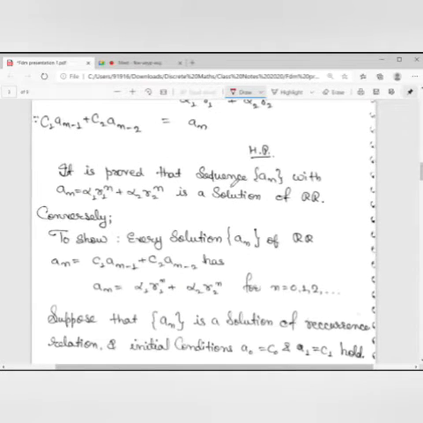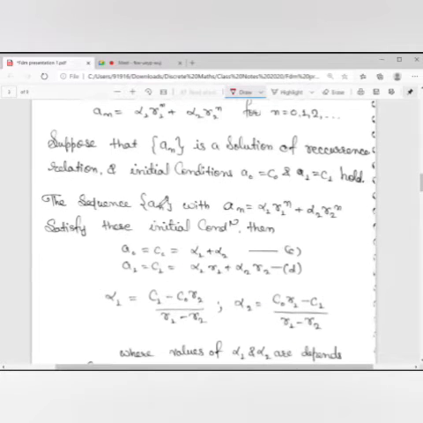Here I have proved that the sequence a_n with a_n equal to alpha 1 R1^n plus alpha 2 R2^n is the solution of the given recurrence relation. Conversely, we will show every solution a_n of the recurrence relation a_n = C1 a_(n-1) plus C2 a_(n-2) has a_n equal to alpha 1 R1^n plus alpha 2 R2^n for every n equal to 0, 1, 2. To solve this, we can suppose that a_n is the solution of the recurrence relation and its initial conditions will be a0 equal to c0 and a1 equal to c1.